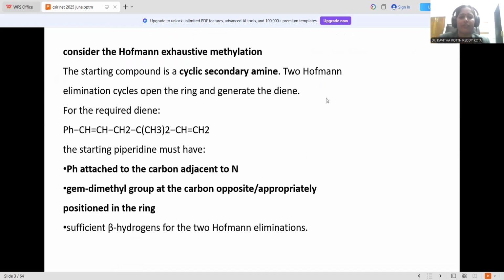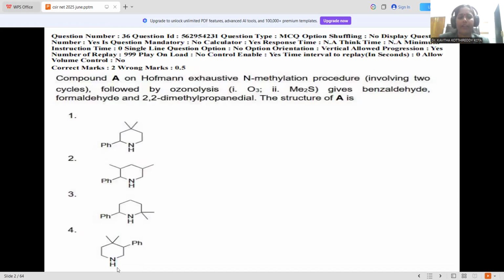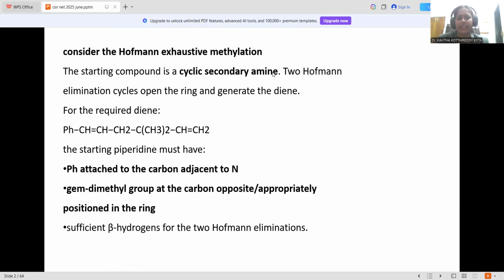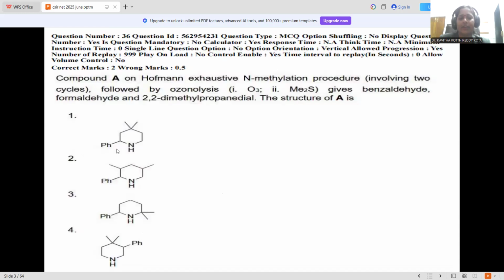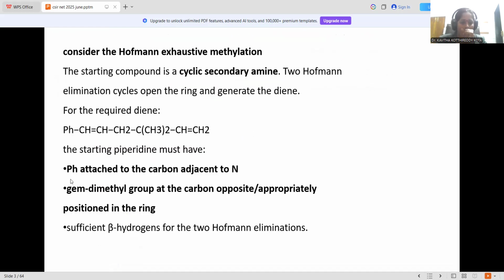In order to get that, first of all, the starting compound is a cyclic secondary amine. All are piperidine skeletons only, so it is a secondary amine. 2 Hofmann elimination cycles open the ring, generating a diene. When the Hofmann exhaustive N-methylation procedure operates on these nitrogens, N-methylation occurs. A quaternary ammonium will be generated, that will be discarded, and the directly connected carbons will be transformed into a double bonded carbon atom. Then you can find a double bond at the terminal carbons.